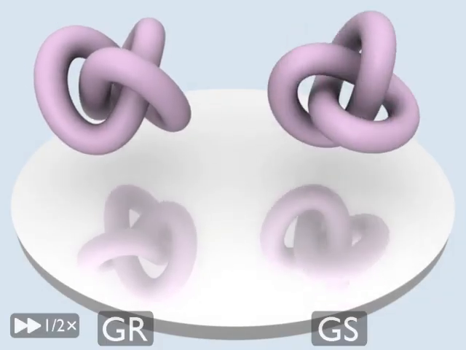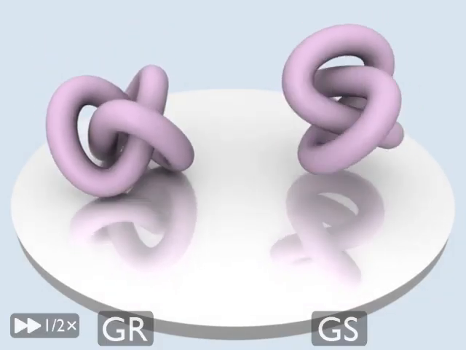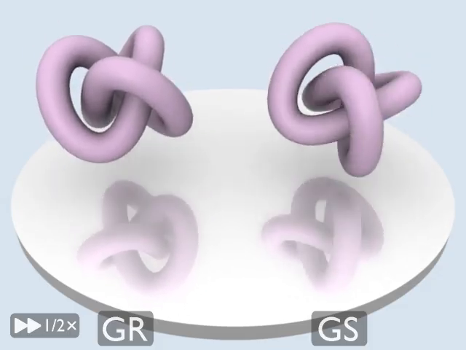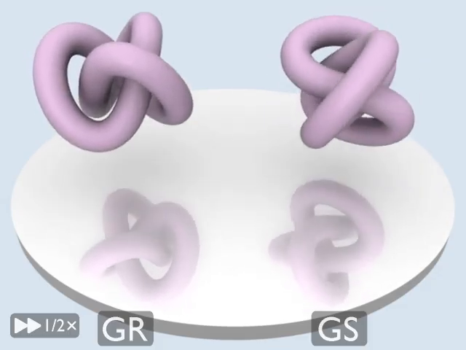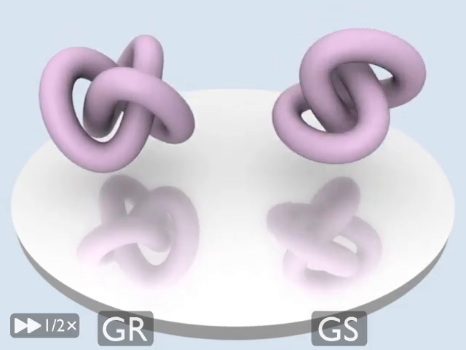The destruction of symmetry can have unintended consequences. This threefold rotationally symmetric trefoil knot should bounce straight up, but Gauss-Seidel induces a tumbling mode after the first impact.